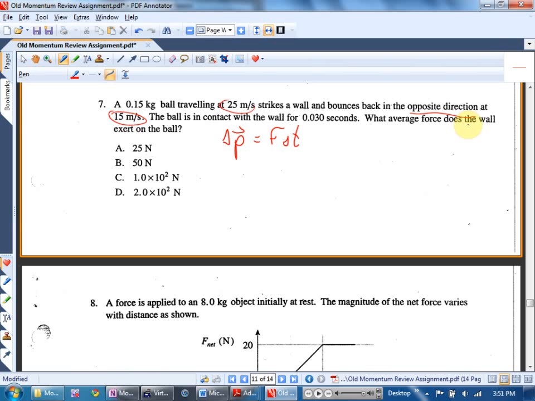What would require a bigger change in momentum? If this was flat and just plump, came to a stop, or if this was all pumped up and bounced back up, what requires a bigger change in momentum? Well, let me ask you a different question.